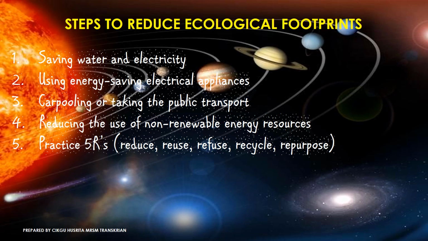Okay, and then the second one, using energy-saving electrical appliances, such as when you buy an electrical appliance which has an energy saver, right? And then the third one, use carpooling and take public transport to avoid using your own vehicle. And then number 4, reducing the use of non-renewable energy resources such as fuel. And then the 5th, practice the 5 R's: reduce, reuse, refuse, recycle and repurpose. Okay, these are the 5 steps to reduce the ecological footprint.